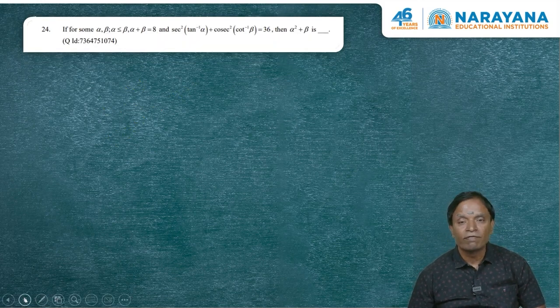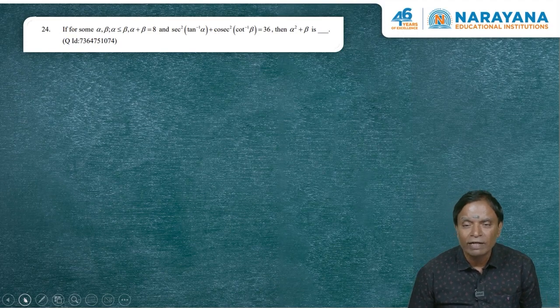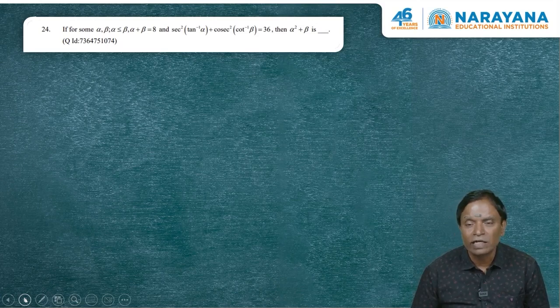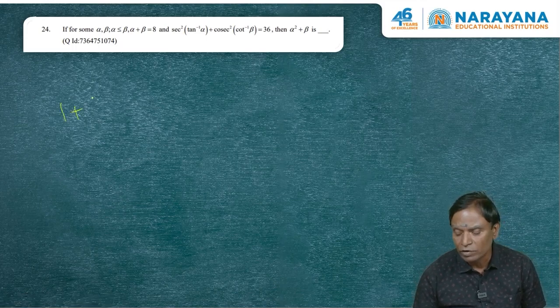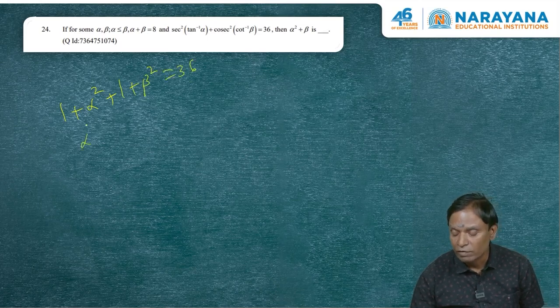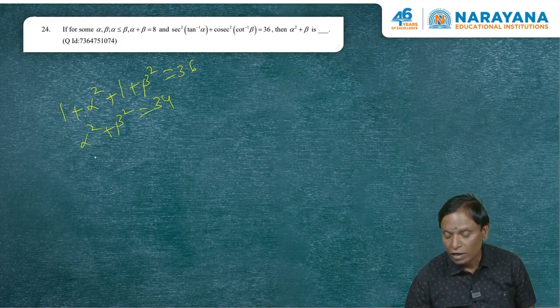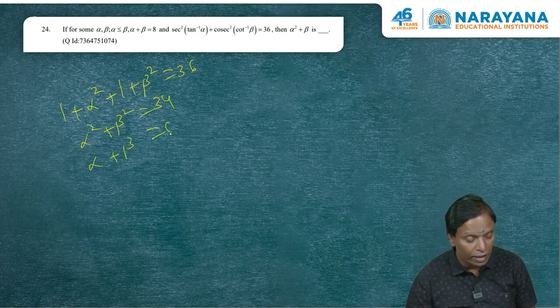For some alpha, beta, alpha plus beta is 8, you are given. You can write secant square of tan inverse alpha as secant square theta, which is nothing but 1 plus tan square theta, which is nothing but 1 plus tan of tan inverse alpha whole square, which will become 1 plus alpha square. The second one will become 1 plus beta square. This is equal to 36, which gives you alpha square plus beta square is equal to 34. And you are given alpha plus beta is equal to 8.